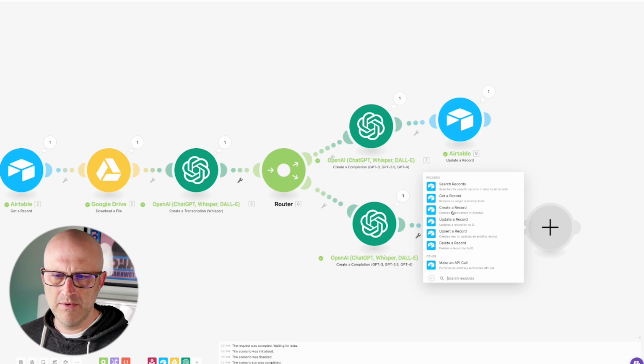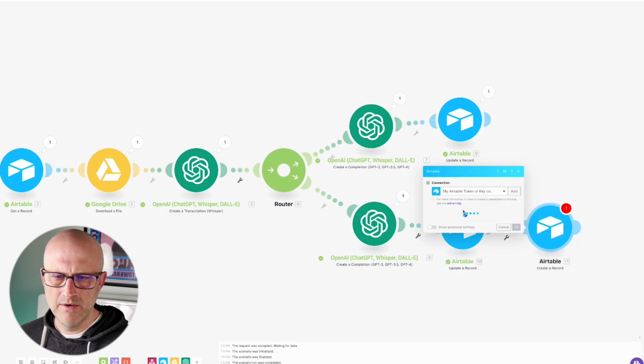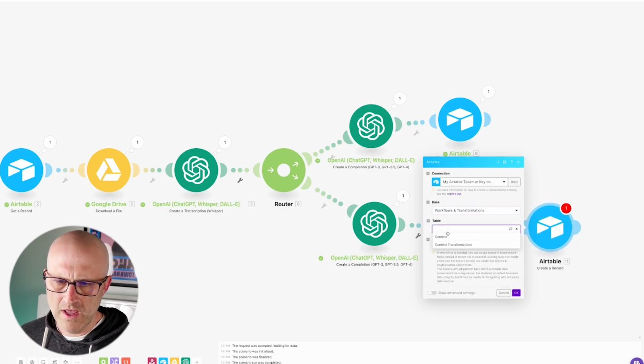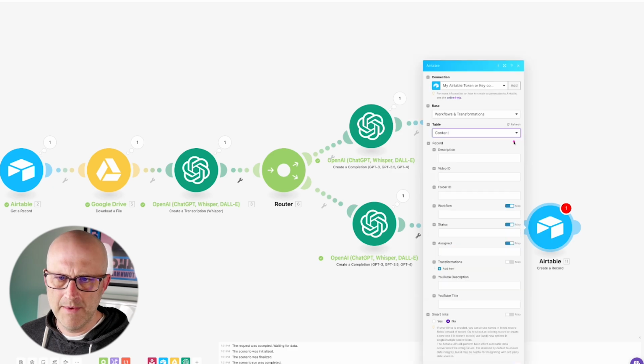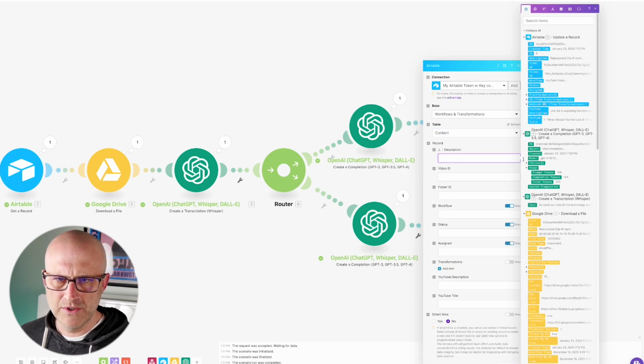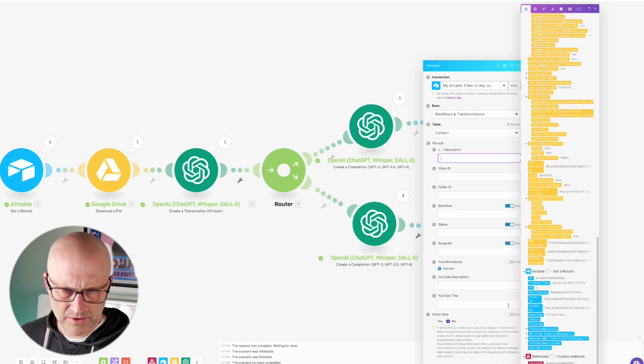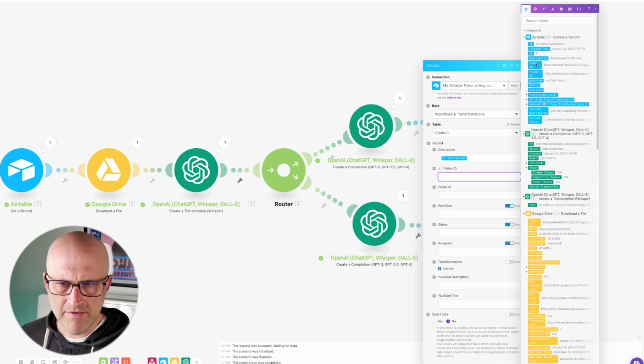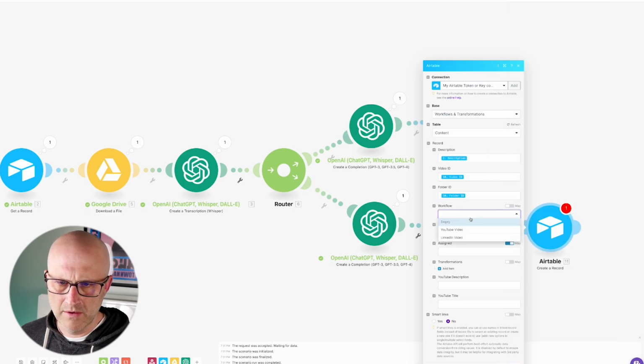I'm going to go to Airtable. I'm going to create a record, workflows and transformations. We'll create a content row. And now I'm going to copy most everything here. Description, we'll take that from step number 2. Video ID, we just copy everything so that we have the same data. We're just copying it. But this time for our workflow, we will pick LinkedIn video. We'll leave the status assigned blank and we'll leave these blank here.